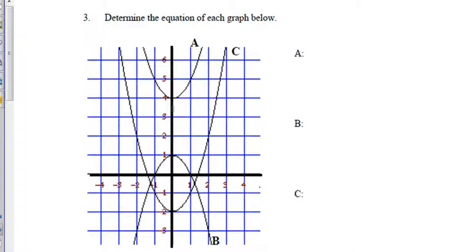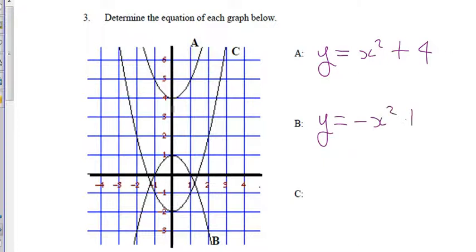Determine the equation of each graph below. So what do we got? B. Okay. Now, are you sure it's not negative x squared minus 1? Did we make the whole thing negative? Now, this tells you it opens down. This tells you it moved up 1 unit, right? Up 1. And C.